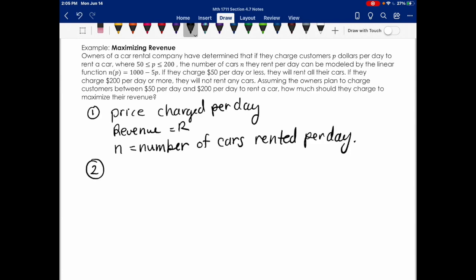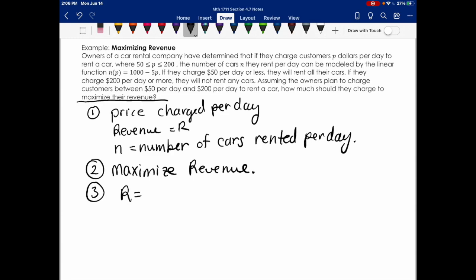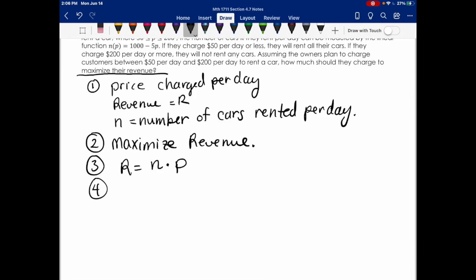Step two, we need to identify what we're trying to minimize or maximize. And if we go back and look at the question, it says they want to maximize the revenue. Step three, we need to come up with a formula for these variables. Since we're trying to maximize revenue, I'm going to use that revenue is going to be the number of cars times the price.